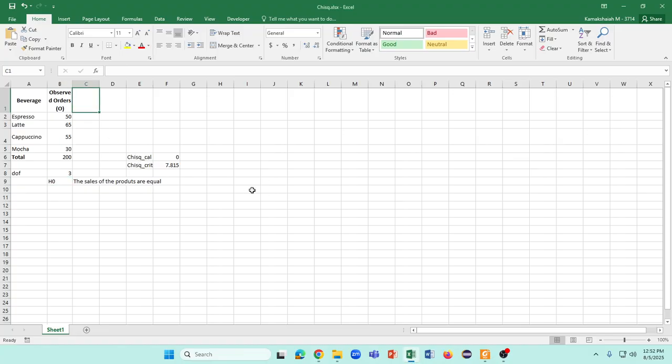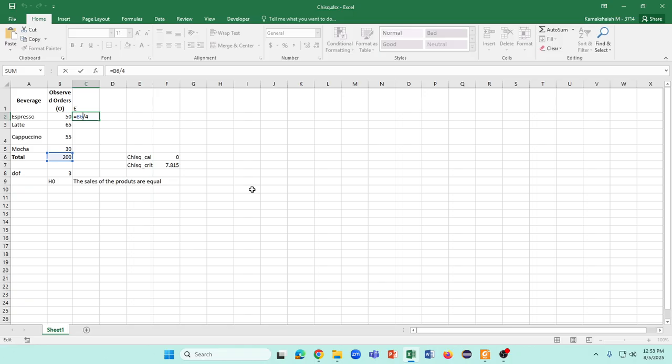So let us do these calculations. First I need to calculate E, which is the expected frequency. The expected frequency is nothing but the number of sales, that is the number of sample respondents, this information related to 200 consumers of this cafe, divided by the number of categories of products. There are 4 categories here.